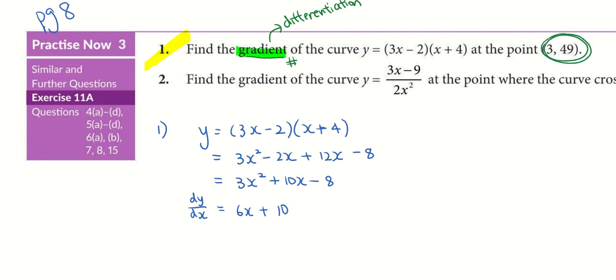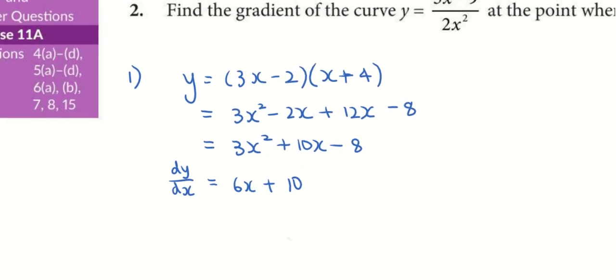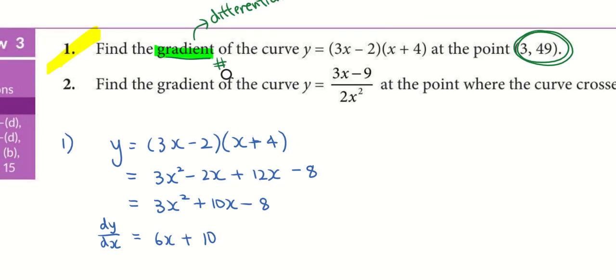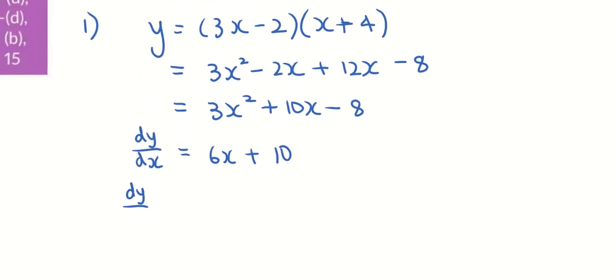Now, because they ask us to find the gradient, which means it's a number, and they give us this point, how do we find the number for gradient? Use the x. Who is the x? 3 is the x, right? So this is the notation: dy/dx. Sometimes in textbooks, they will write the gradient at x equals 3. You just sub in 3. Answer is 28. We are done.